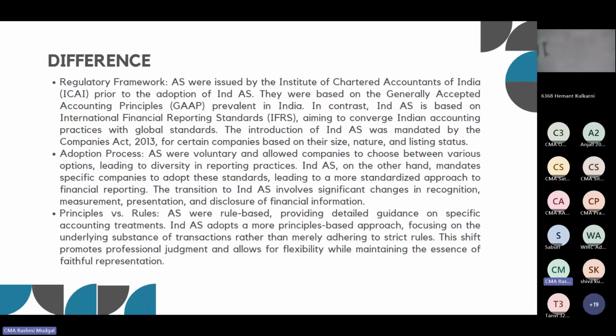Principle versus rules. Accounting standards were rule-based, providing detailed guidance and specific accounting treatment that you should do with this or with this or with this. But Ind AS adopts a more principle-based approach, focusing on the underlying substance of the transaction rather than merely adhering to the strict rules. This shift promotes professional judgment and allows for flexibility while maintaining the essence of the faithful representation. So what is the rule versus principle?